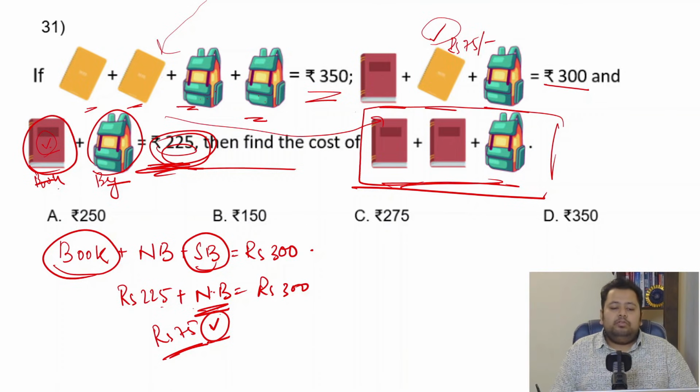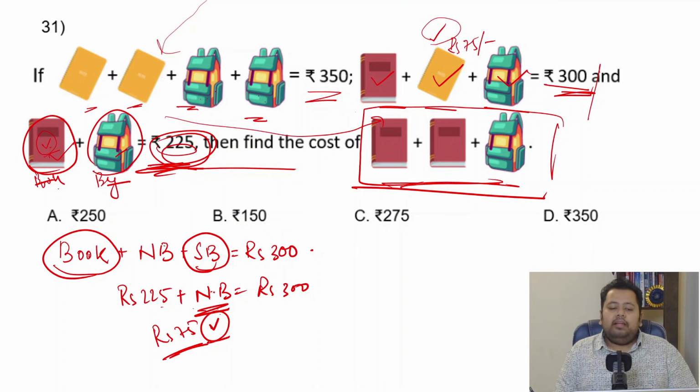Correct? Right? So how did we do it? Book plus notebook plus bag is rupees 300, given. Correct? This is the equation. Then we know that book plus school bag, that is book plus school bag, is rupees 225.